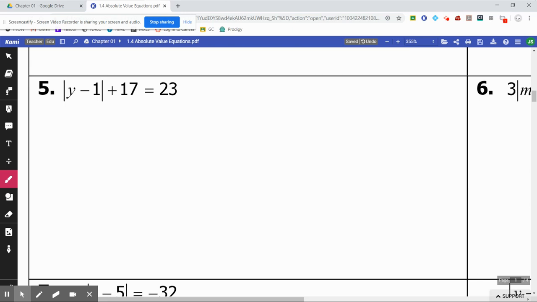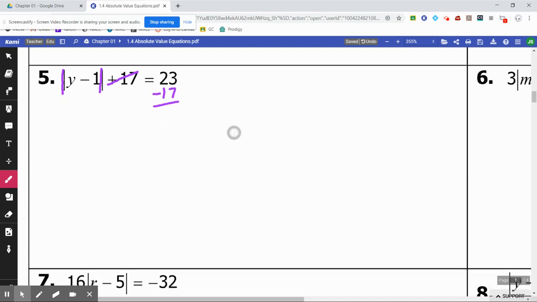Now on this one, we will have to isolate. The absolute value is not by itself. It has a +17 over here that needs to be moved. So we move the +17 by subtracting it. We now have the absolute value of y minus 1 is equal to 6.